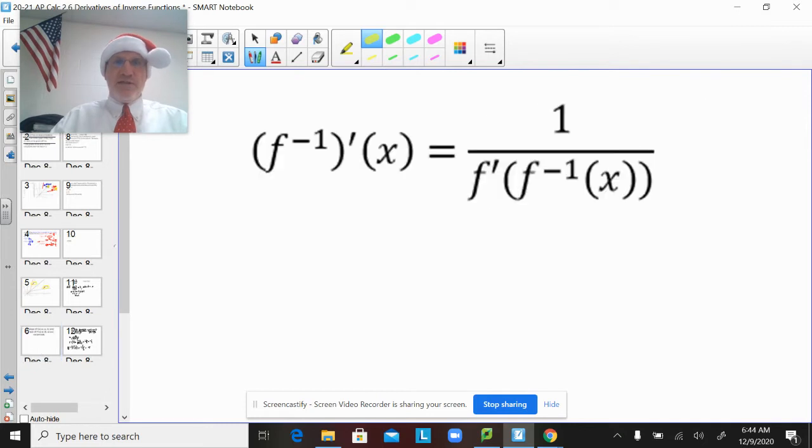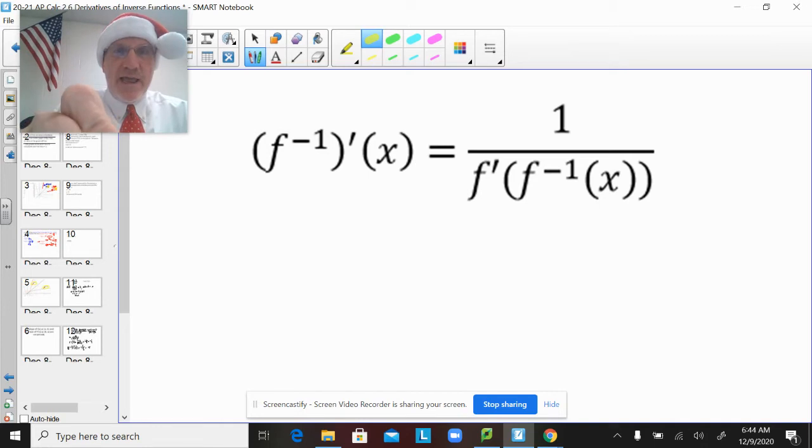So let me go to this thing here. So there's the formula for the derivative of an inverse function. f inverse prime of x equals 1 over f prime of f inverse of x. And I completely agree, that sounds like I have no idea what that says. That's a lie. I do know what it says. But I need you to understand by the time we're done what that says.